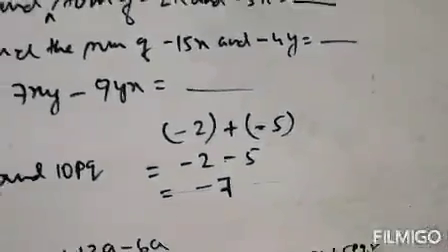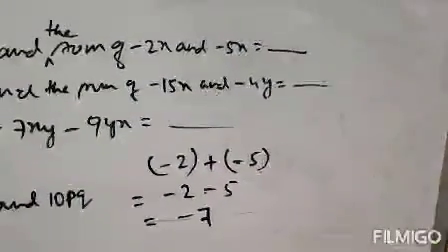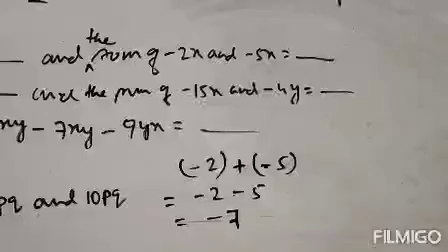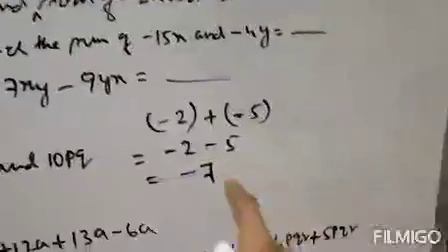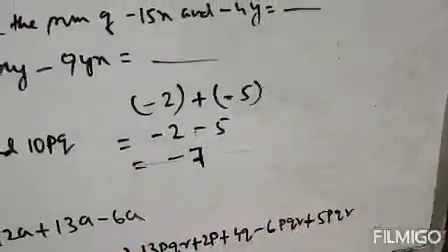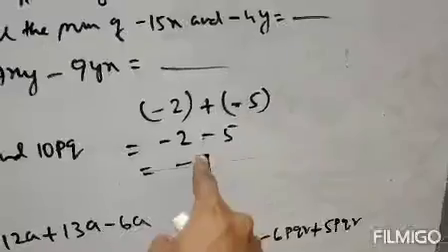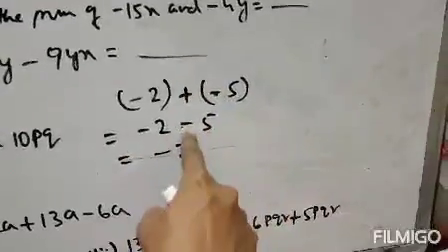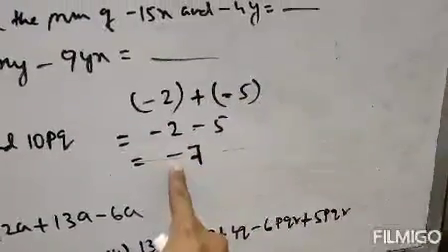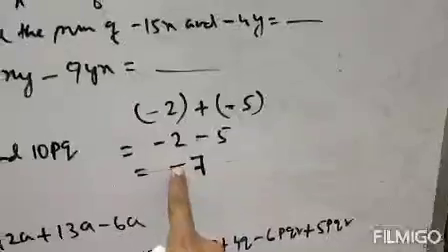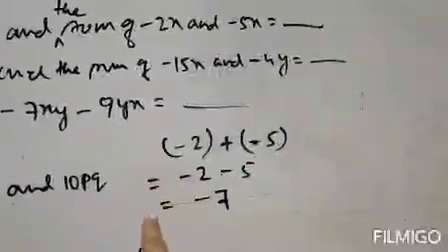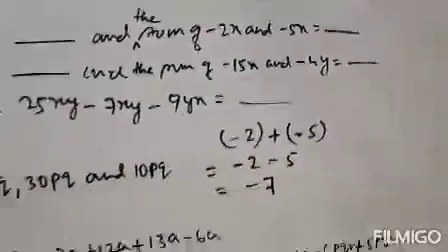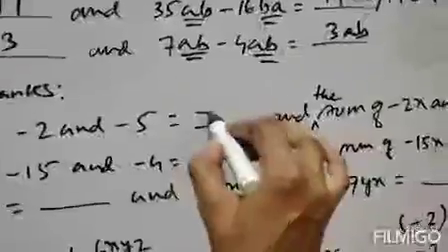And after adding, just see the sign before the bigger number. We have to check the sign before the bigger number. So between 5 and 2, the bigger number is 5. And the sign before the bigger number, that means the sign before 5 is minus. So we will write minus. That means we have to write the sign before the bigger number. Clear? So it is minus 7.